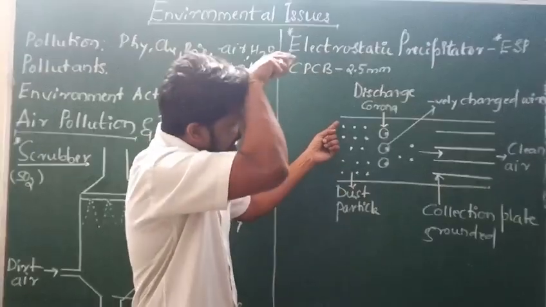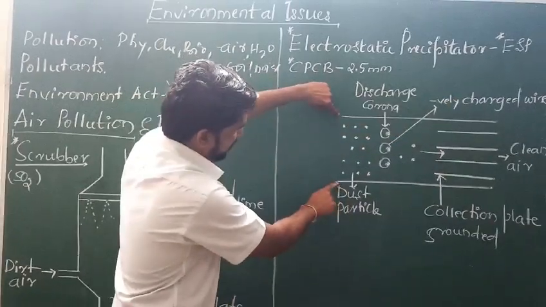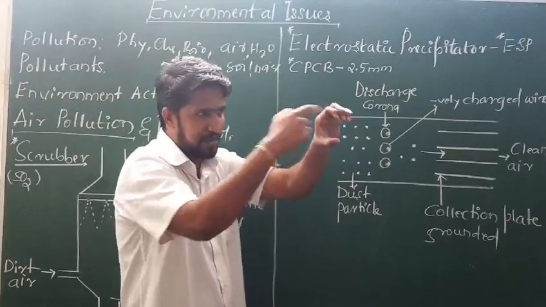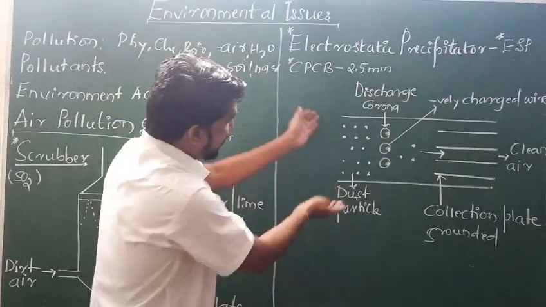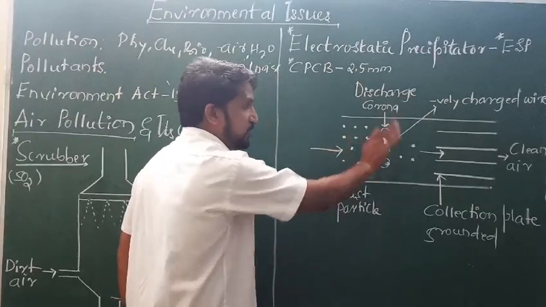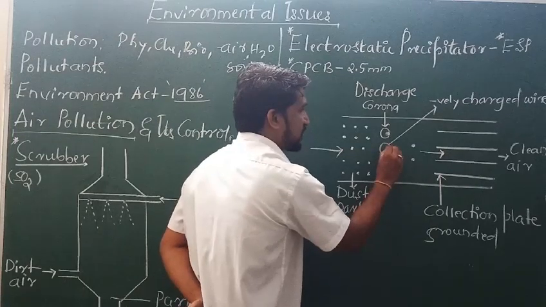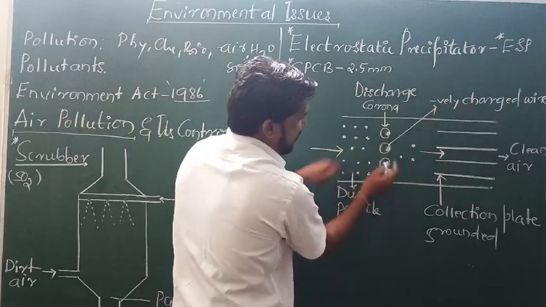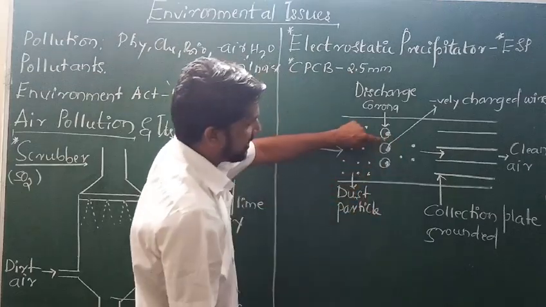So the electrostatic precipitator consists of one outer chamber, these two lines. Two lines means this is a round pipe-like structure. This is the outer one, that is a plate, and within that the dust air is going to be allowed. Dust air is passing. And here there are hole-like structures. This is the negatively charged wire.